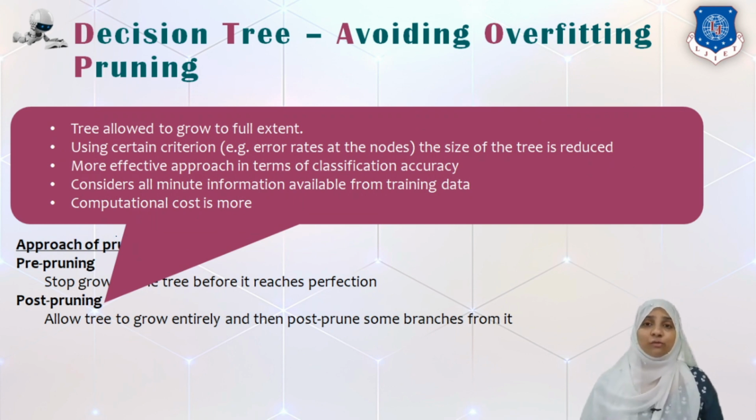In contrast to pre-pruning, there is post-pruning. In this approach, we allow the tree to grow to its full extent. Later, once the tree is fully grown, we apply some criteria, for example the error rate of nodes, the number of nodes allowed, or minimum information gain. These can help us prune or eliminate some of the nodes. So the size of the tree is reduced based on this selection criteria, and this is more effective in terms of classification accuracy.